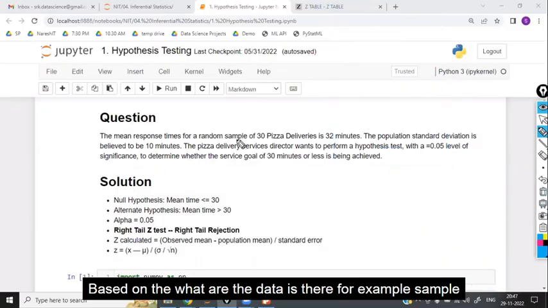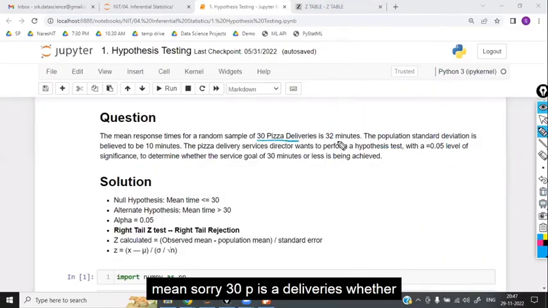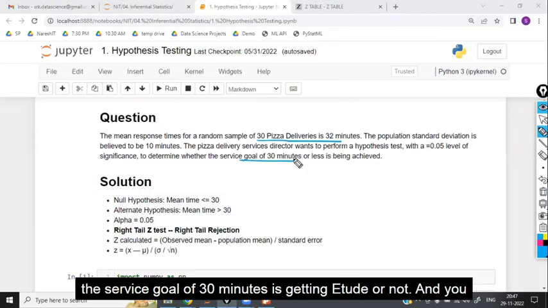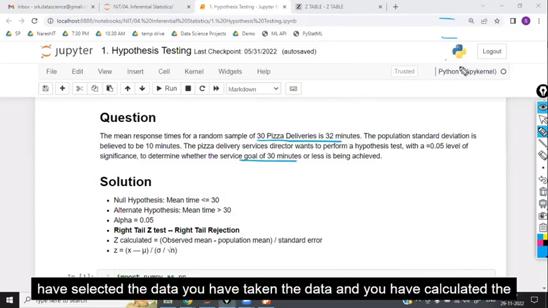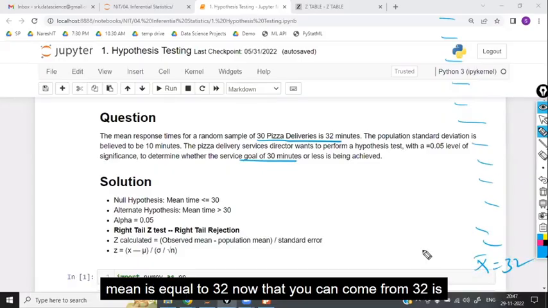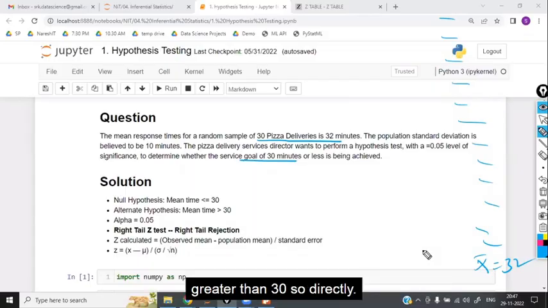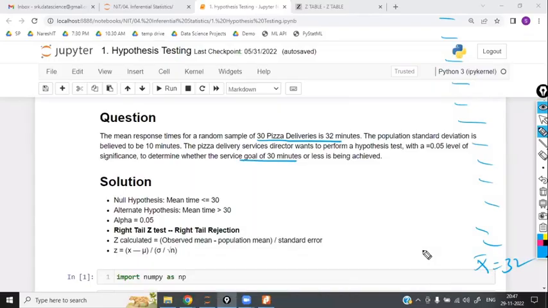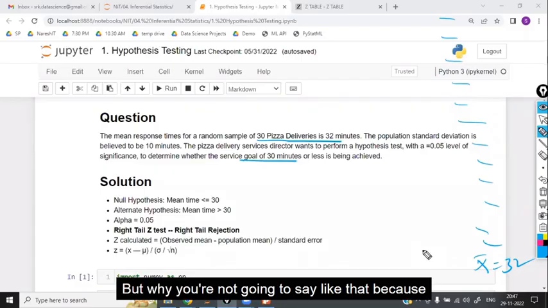For example, the sample mean of 30 pizza deliveries, whether the service goal of 30 minutes is getting achieved or not. You have taken the data and calculated the mean as 32. Directly you can confirm, sir, 32 is greater than 30. So directly you can say that, right? But why are you not going to say it like that?